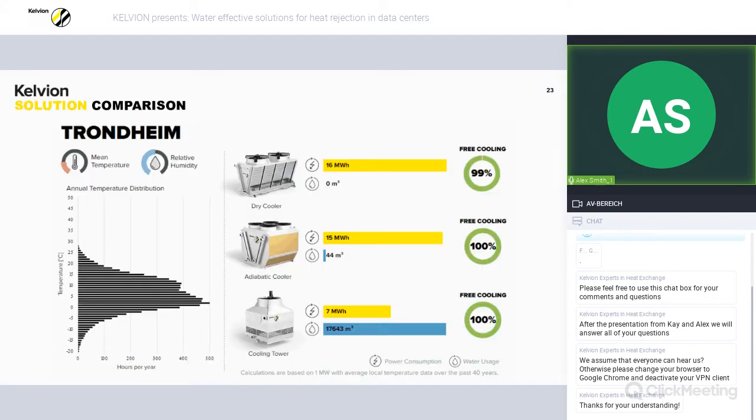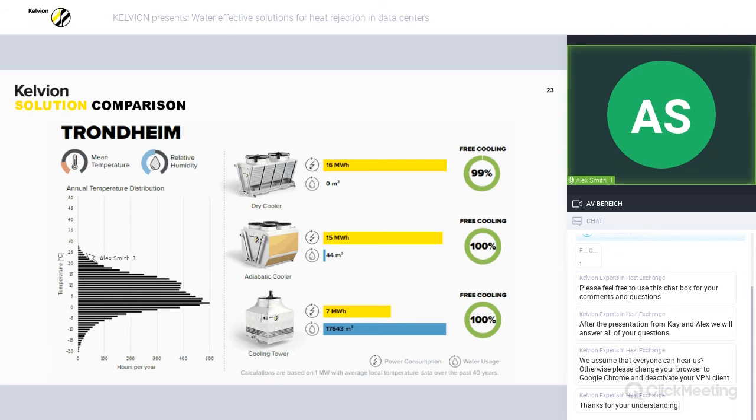So if we take a look at Trondheim first, Trondheim's climate peaks around 28-29 degrees Celsius, as you can see here on the left. Given our return temperature of 26 degrees, a dry cooler isn't going to work all year round without a little bit of assistance.